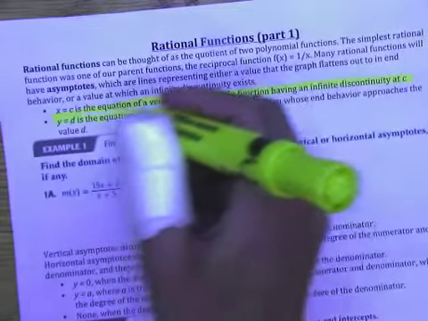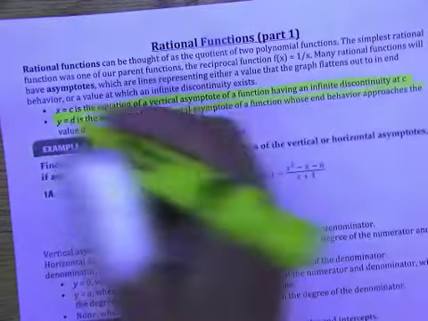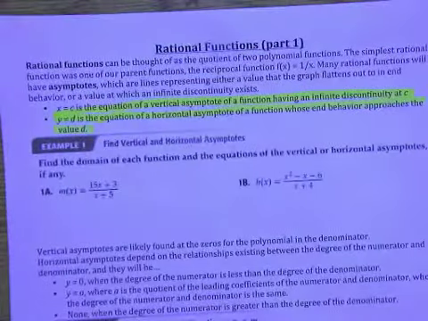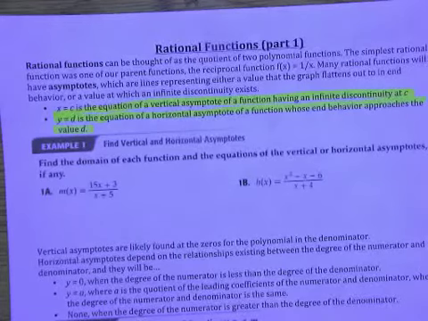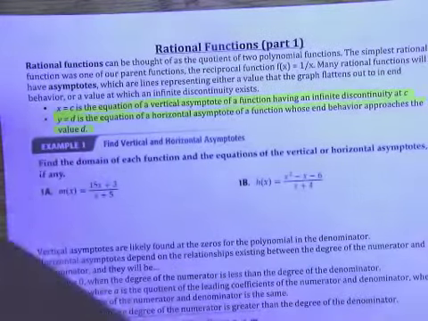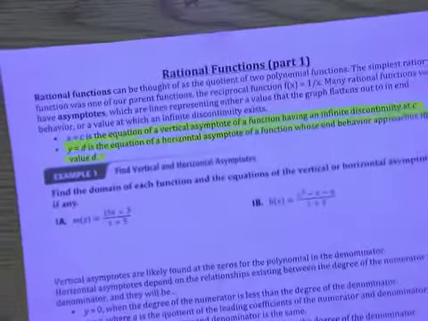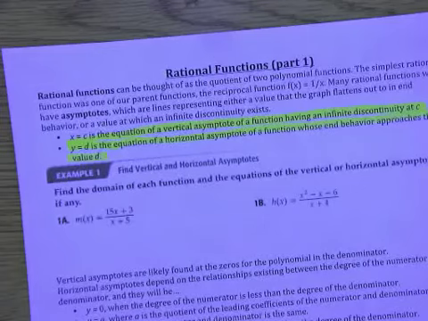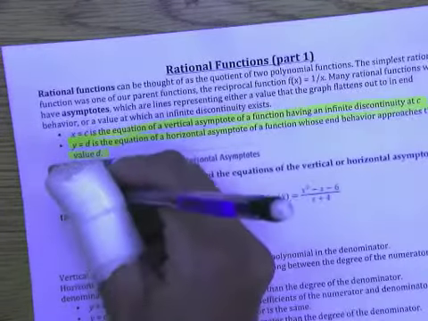y equals d is the equation of a horizontal asymptote, and that horizontal asymptote is usually given away by the end behavior. And I'll talk about how you're going to determine that end behavior even without a graph. So in example 1, we want to start by finding the domain of the function.